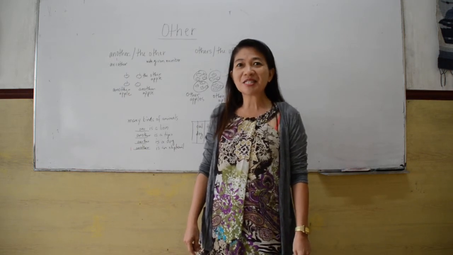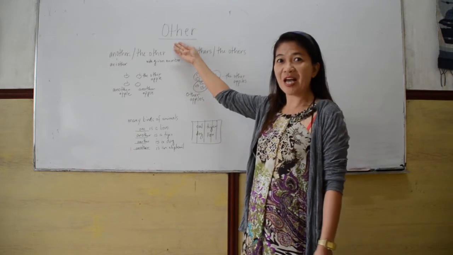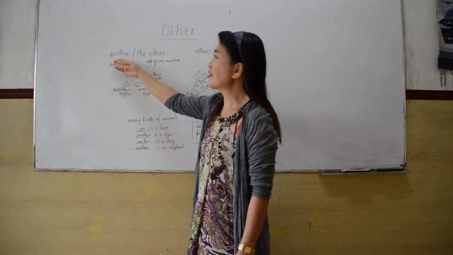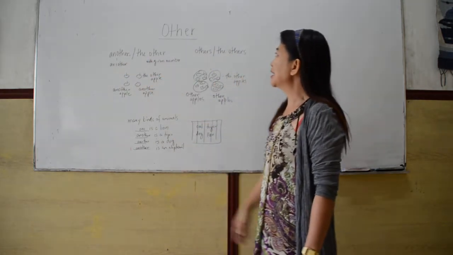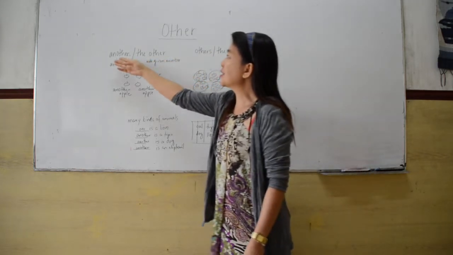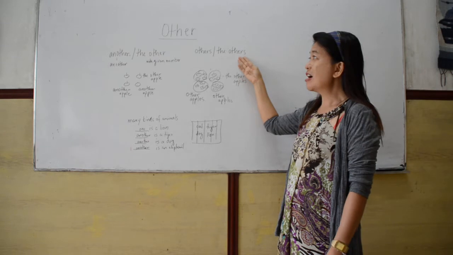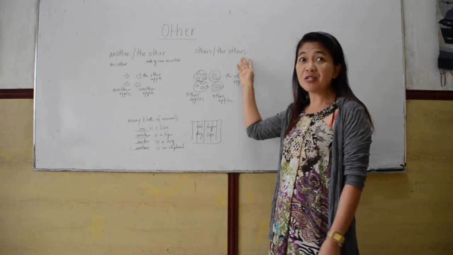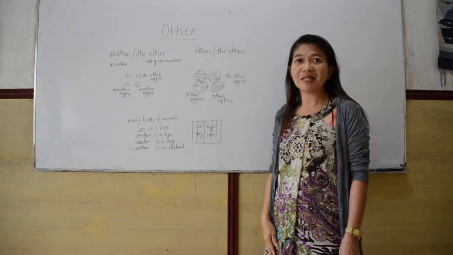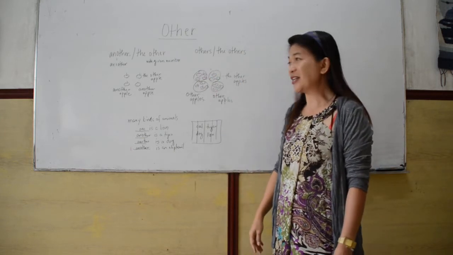Today we are going to discuss the plural forms and singular forms of the word other. Now the singular forms of other are another and the other, and the plural forms are others and the others. Now, the use of these words is one of the most common mistakes most people commit. That's why today we are going to discuss how we are going to use them properly.